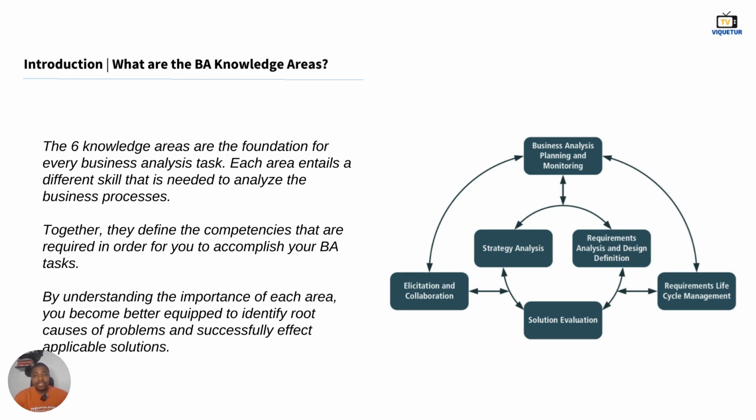The first one is business analysis planning and monitoring. This is where you plan the activities. You're going to see all of them in detail. The next one is elicitation and collaboration, right? The next would be strategy analysis, right? Then we have requirements analysis and design definition, we have requirements life cycle management, right? And then we have solution evaluation. So we're going ahead to look at each of these knowledge areas one by one. We're going to look at the different tasks within them.